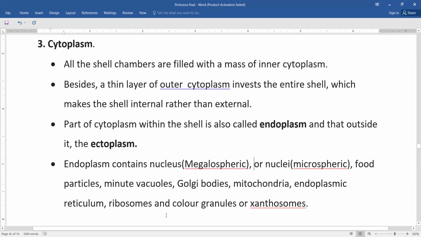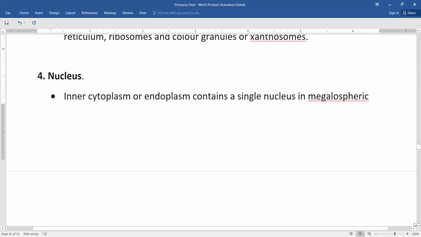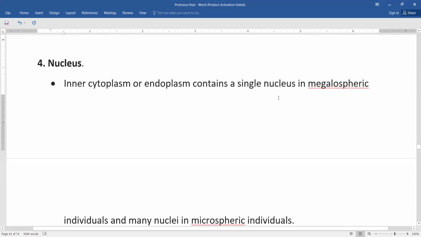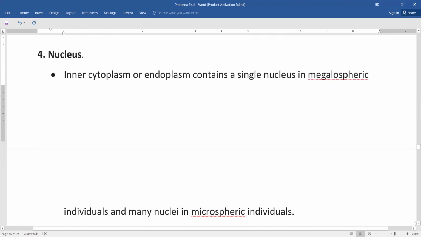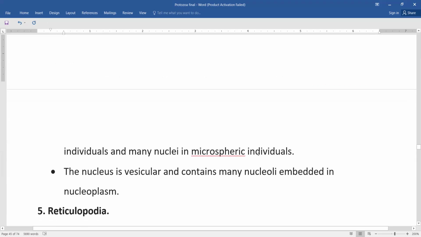Food particles, minute vacuoles, Golgi bodies, all the cell organelles are present in the endoplasm. Some colored granules are present. They are called xanthosomes. Their function is not clear. The inner cytoplasm or endoplasm contains a single nucleus in megalospheric form and many nuclei in microspheric form.